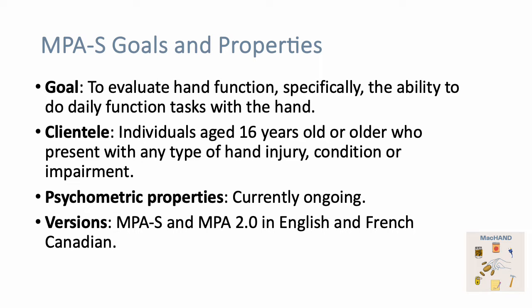So the goal of the MPA-S is to evaluate hand function, more specifically the ability to do daily function tasks with the hand. It was developed for individuals aged 16 years old or older who present with any type of hand injury, condition, or impairment. An initial pilot study by Packham and colleagues investigated the measurement properties of the full MPA, but psychometric testing is currently ongoing for the short form. The instruction manuals are currently available in English and French Canadian. Another instructional video on the full form, the MPA 2.0, is also available on YouTube.